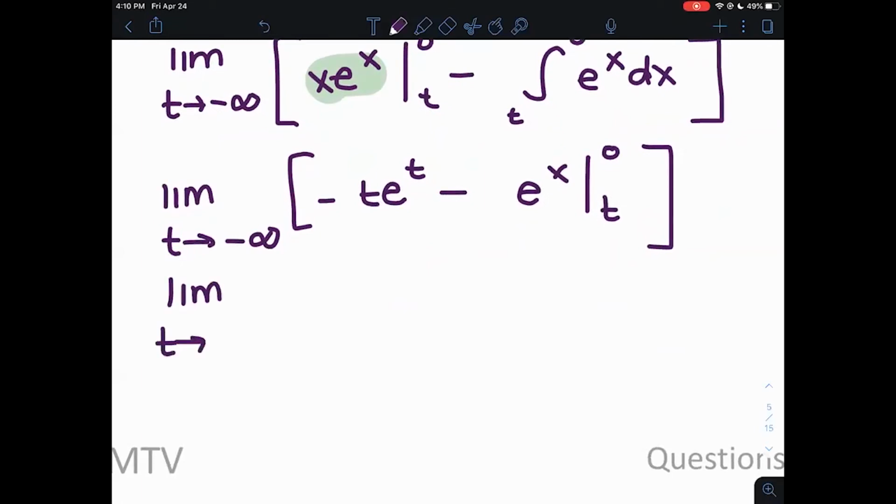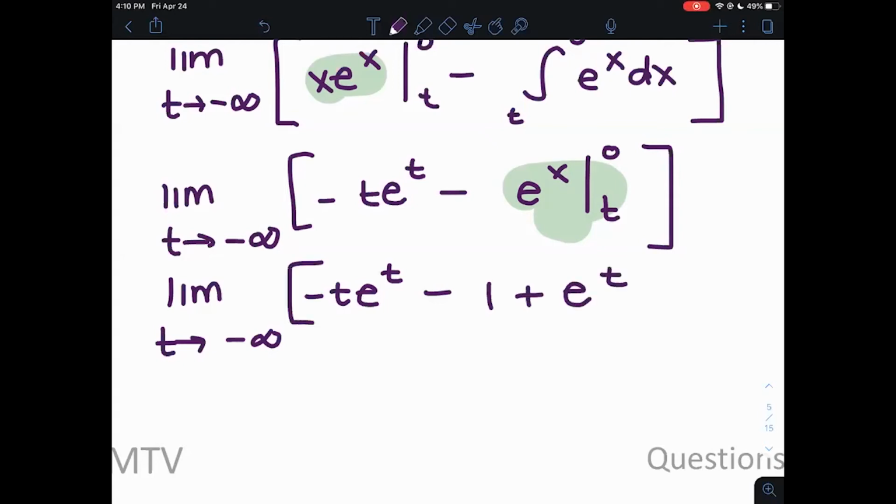So I have the limit as t approaches negative infinity of negative t e to the t minus, now I'm going to do this evaluation right here, e to the 0 power, that is 1. And then I have e to the t power, which would be subtracted, so minus negative e to the t, which would be plus e to the t. And I am taking the limit of all of that.